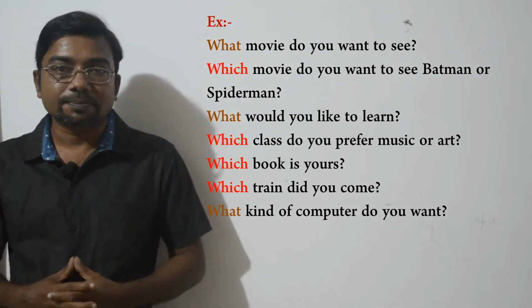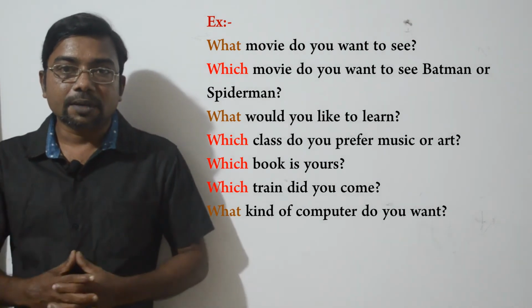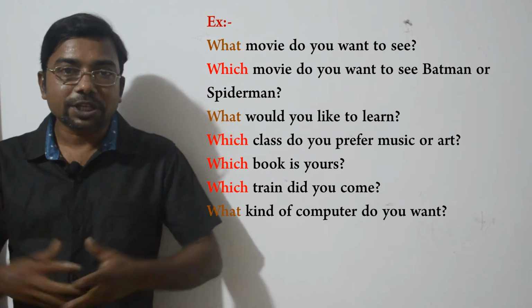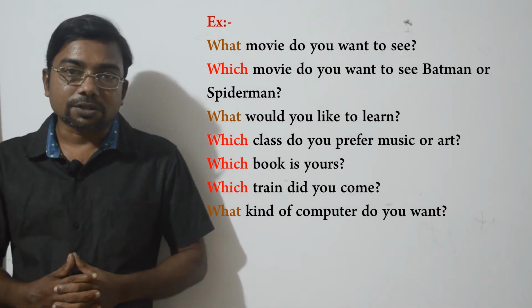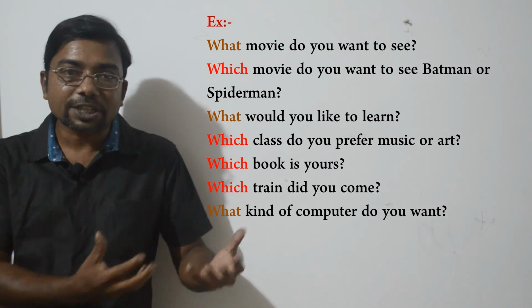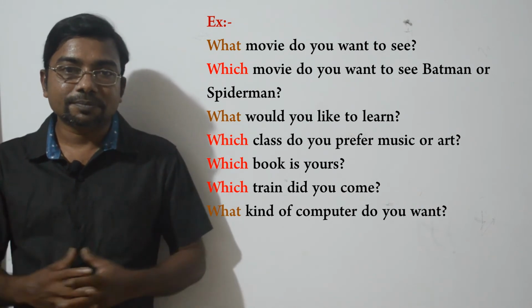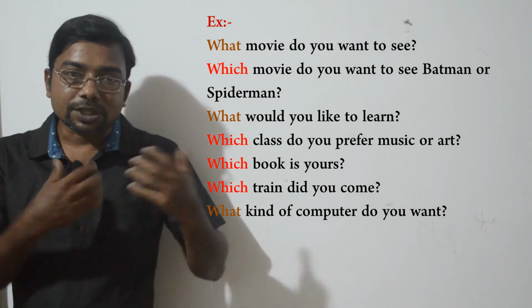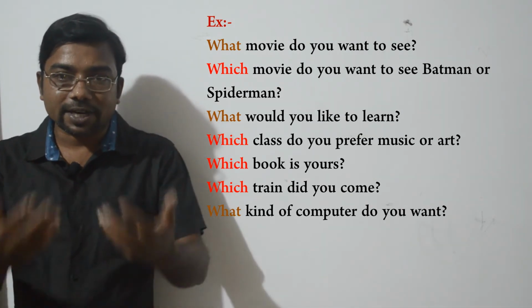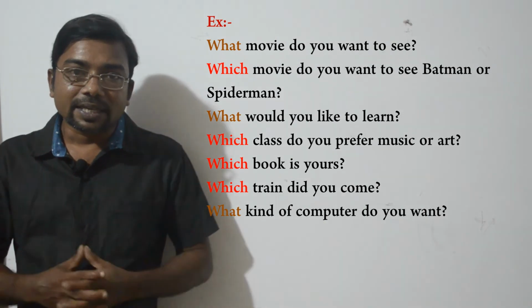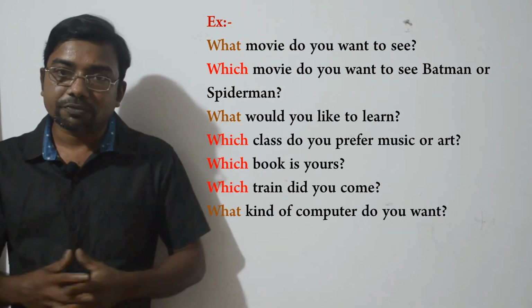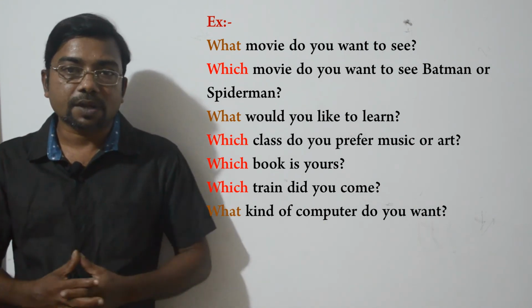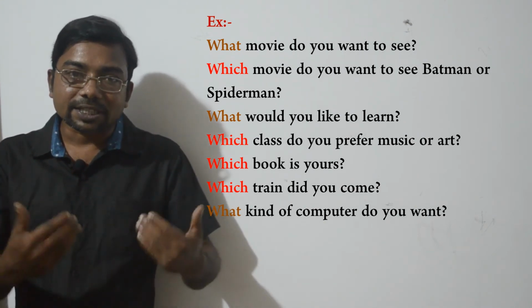Okay, look at the next one. Which book is yours? Here also we use which because the speaker has some books in his hand, and he asks which book is yours. So here also we have limited choices. Okay, look at the next one. Which train did you come by? Here the listener perhaps knows the answer because he has already come by train. So here also the answer is not very broad, it's limited.